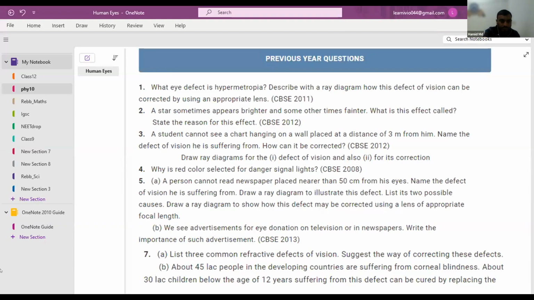A student cannot see a chart hanging on a wall at a distance of 3 feet from him. Name the defect. Because he can't see from long distances, it's called myopia, which is also called short-sightedness. It can be corrected by a concave lens. Are you sure? Yeah, concave lens. Okay.